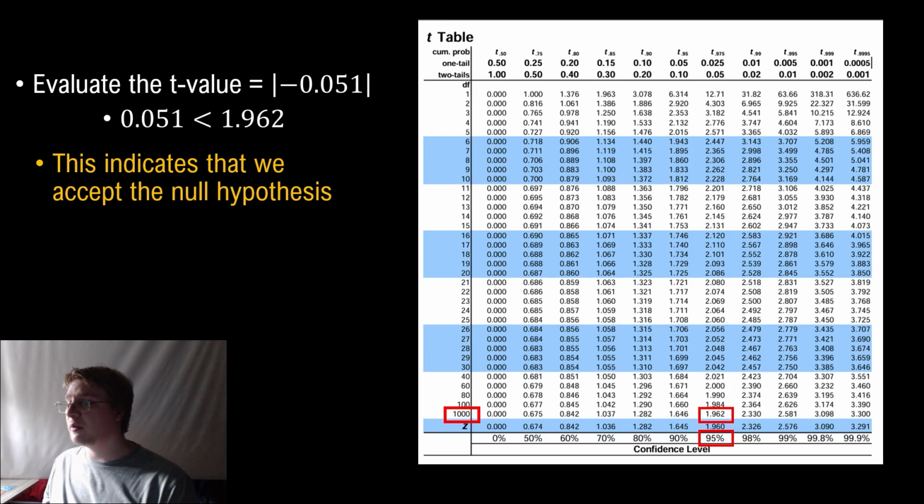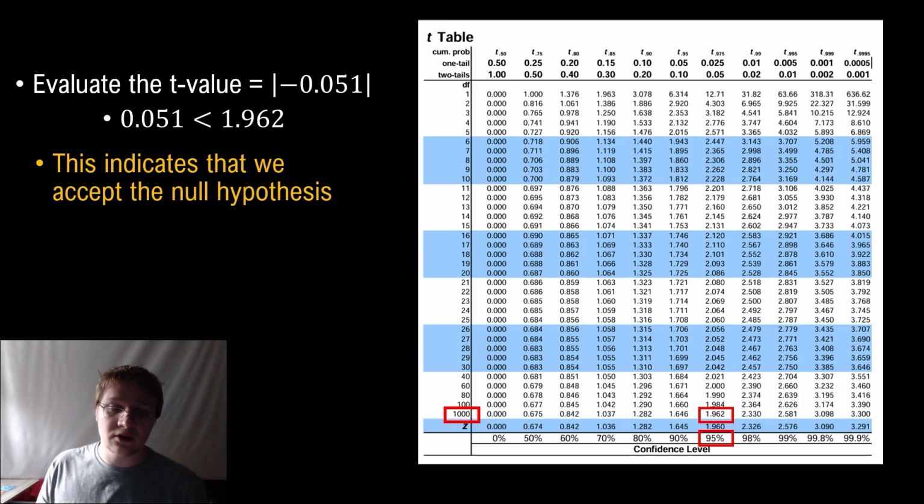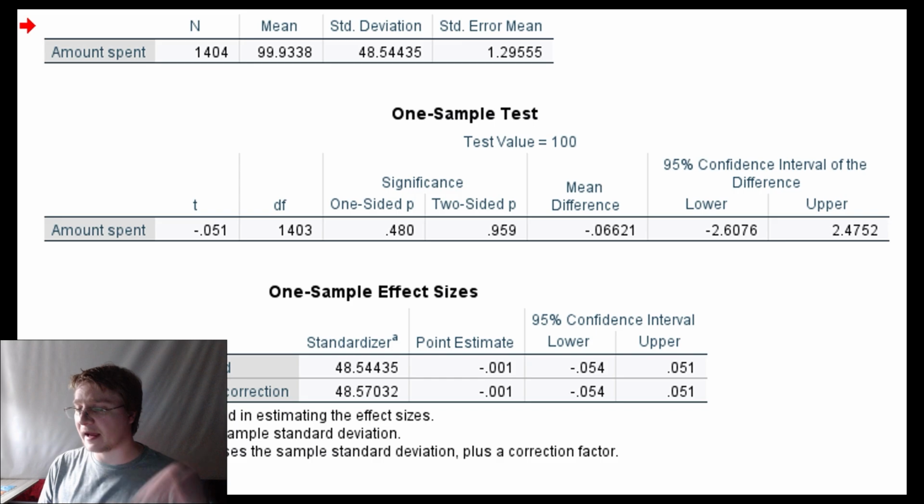So what we do is we want the 95% confidence level, which is what we have back here, the 95% confidence interval difference, right?